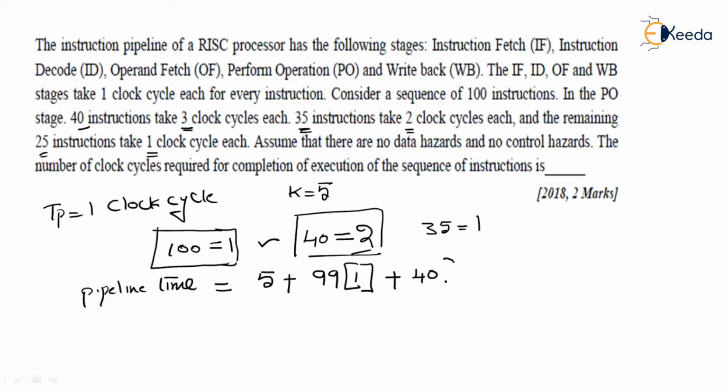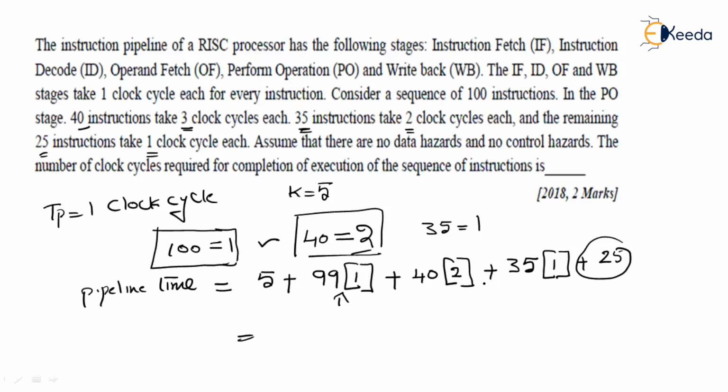40 instructions will take 2 additional clock cycles, and 35 instructions will take 1 additional clock cycle. I don't need to write 25 because these 25 will be falling in the first 99. So that is a total of 5 plus 99 plus 80 plus 35. Let me calculate. 5 plus 99 is equal to 104. 104 plus 40 is equal to 144. 144 plus 35 is equal to 179. 179 plus 25 is equal to, I think, 200.